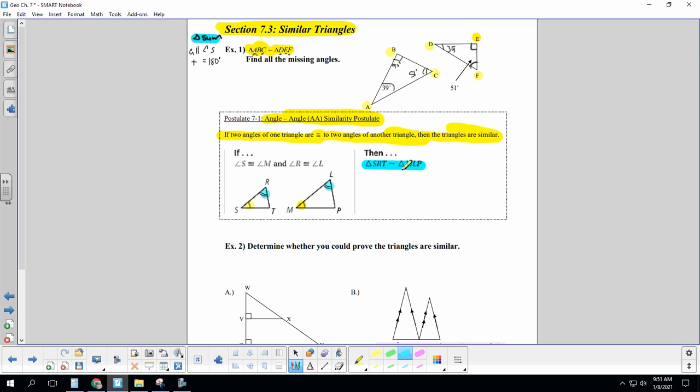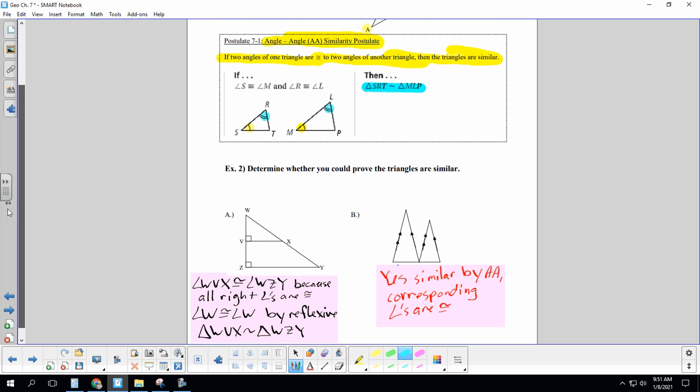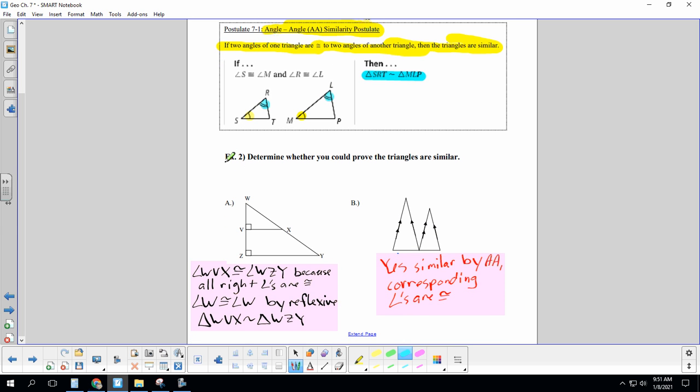We know that similar triangles or similar anythings have the same angles and their sides are proportional. Okay, so let's take a look at example 2. We want to determine whether we can prove the triangles are similar.